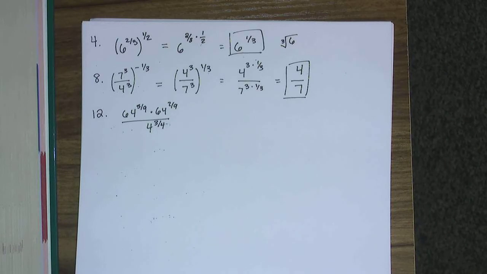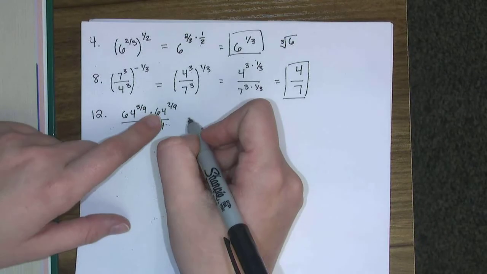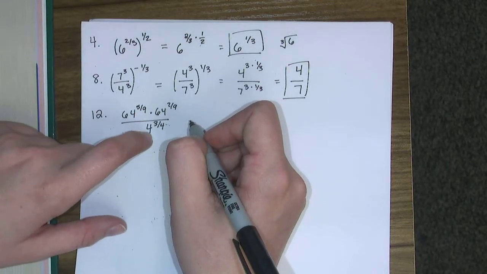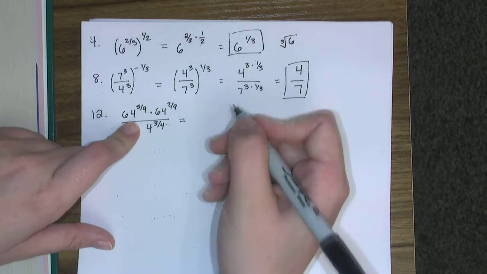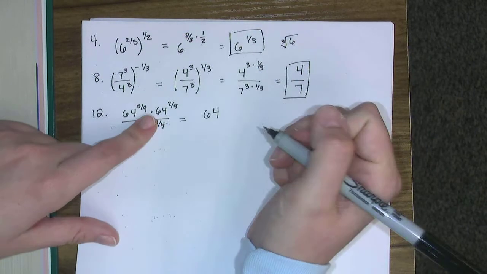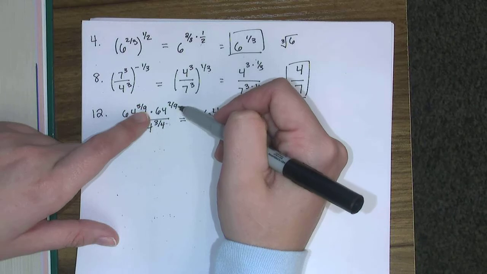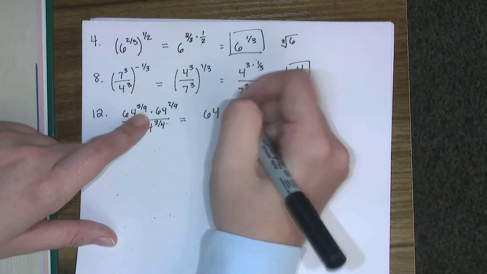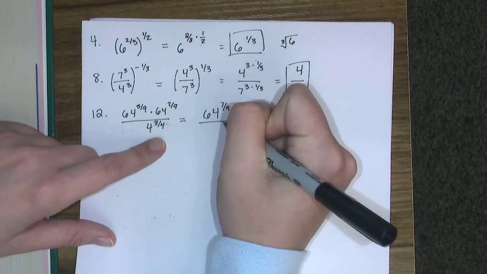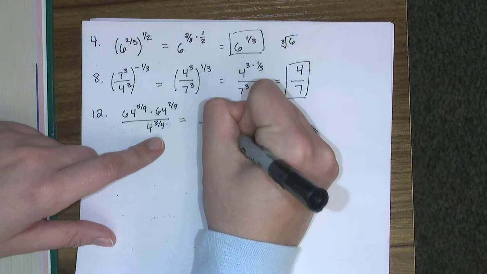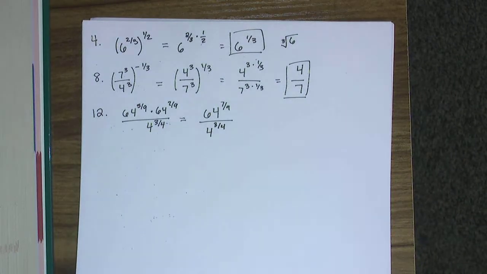Okay, so this would be 64 raised to the, well, according to the property, we add the exponents, so it would be 5 plus 2 all over 9 because it's a fraction. So it would be 7/9 all over 4 to the 3/4. Now, I have a couple options for how I can proceed here. I don't know what the 9th root of 64 is, and without a calculator, I don't want to raise 64 to the 7th. Now, 4 cubed is something I could do.